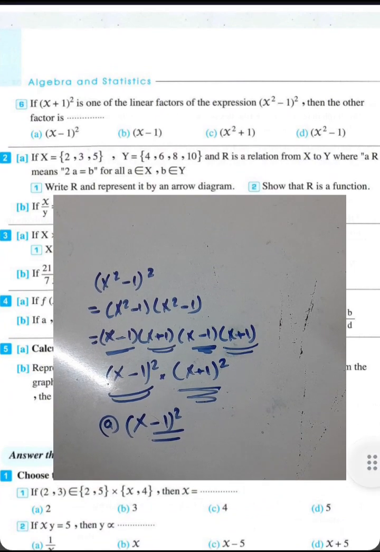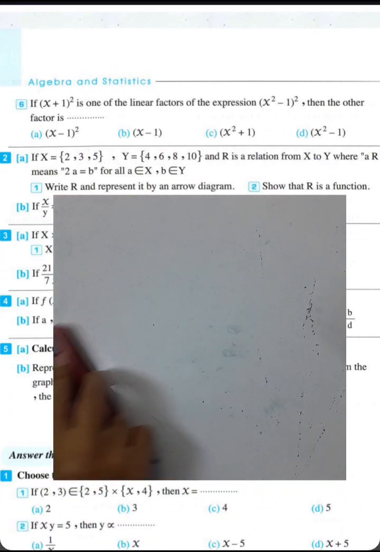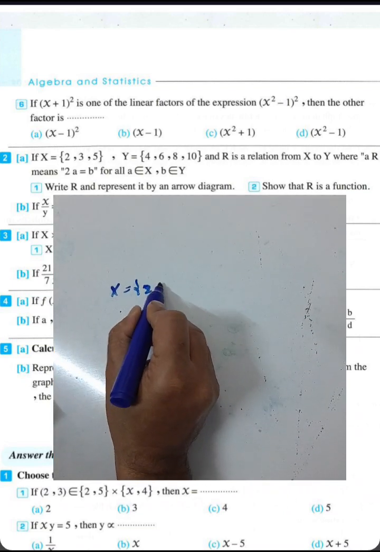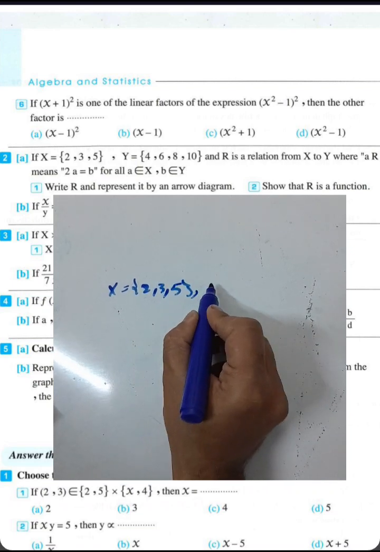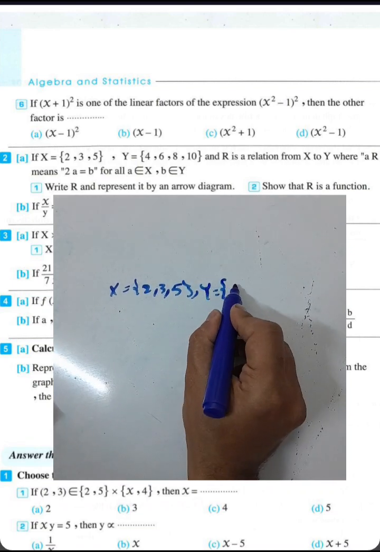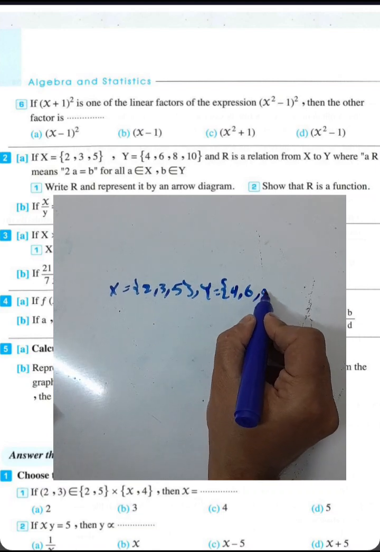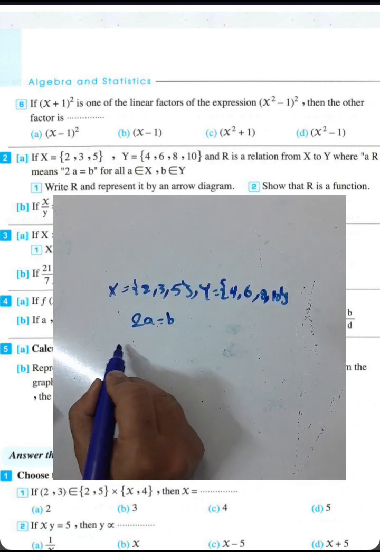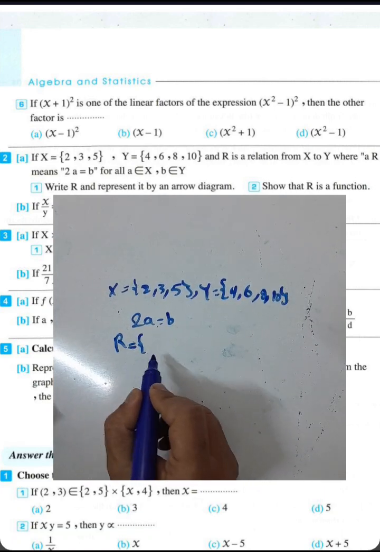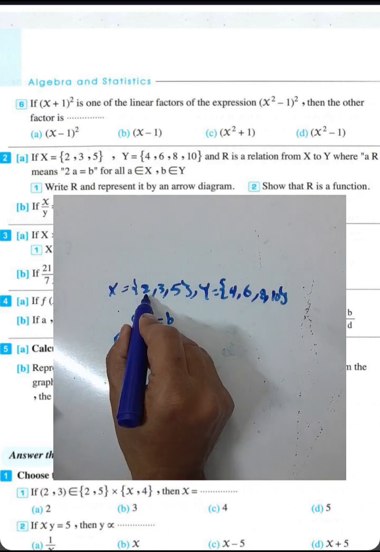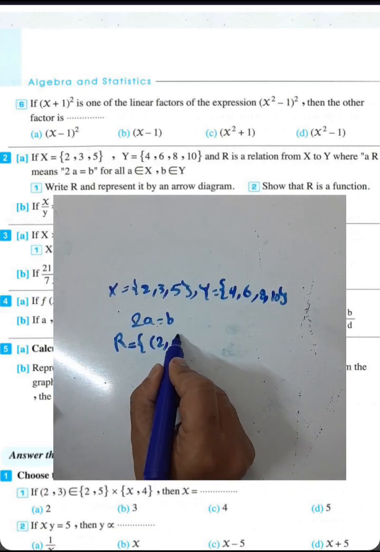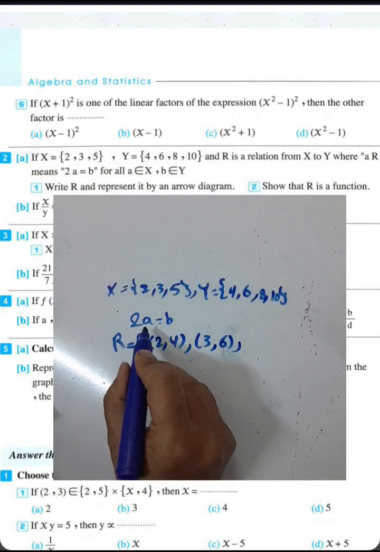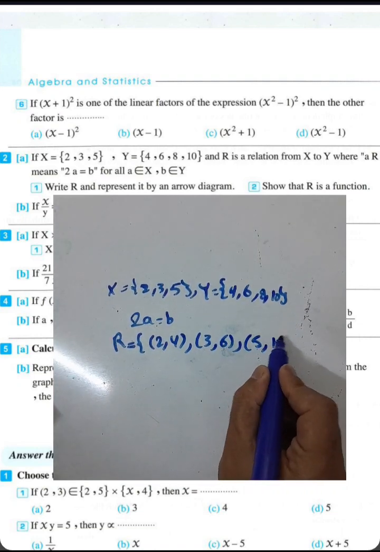Question number 2. We have a relation between two sets x and y. X equals 2, 3, 5, and y equals 4, 6, 8, and 10. We have twice a equals b. Then the relation is 2 times a equals b. 2 times 2 equals 4, then we can write 2 and 4. Write 3: 2 times 3 equals 6. Write 5: 5 times 2 equals 10.